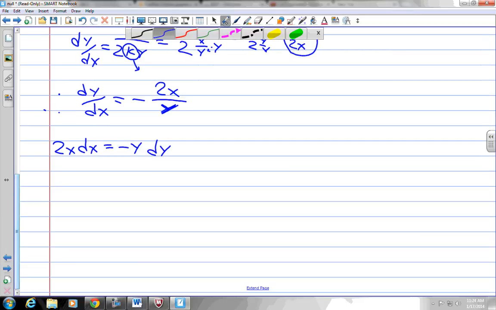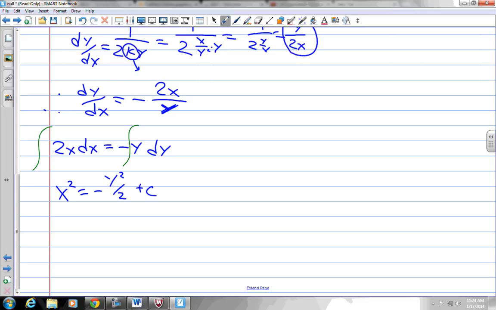Integrate both sides. We end up with x squared equals negative y squared over 2 plus a constant. Or x squared plus y squared over 2 equals some constant, which is an ellipse.